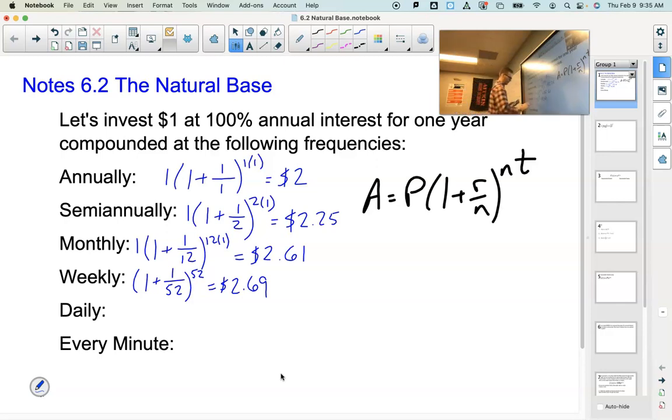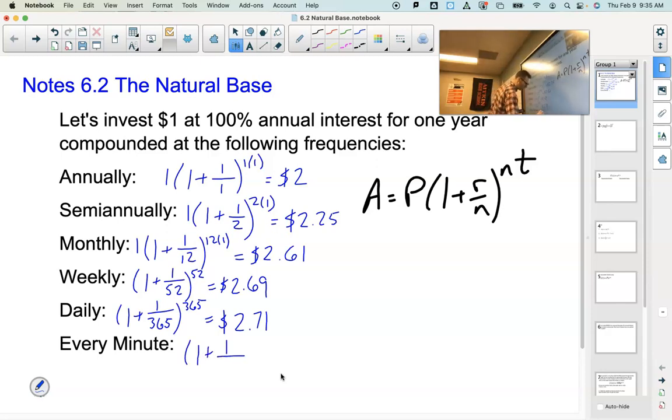Daily. 1 plus 1 over, that's 365 times a year. 365 times that we're getting that interest. Let's see what we have there. $2.71. Man, look at this go, right? Okay. How about every minute?